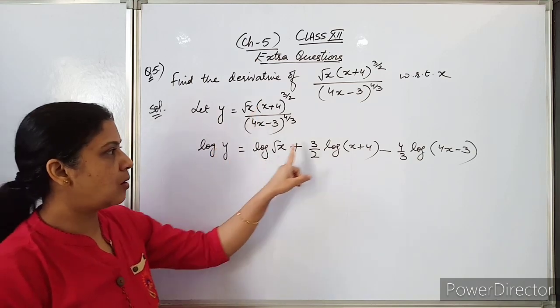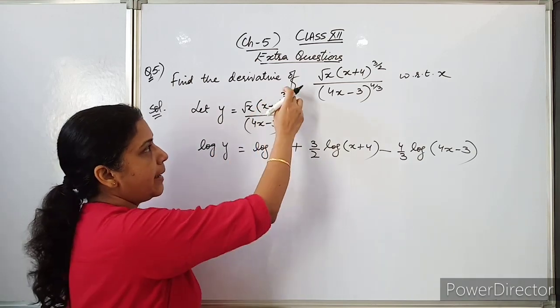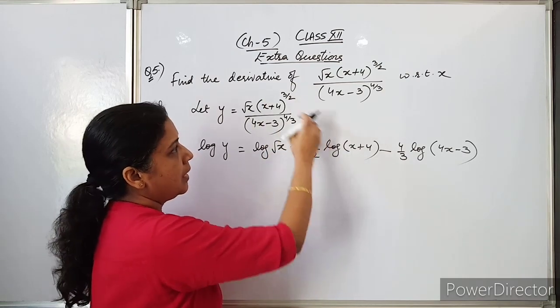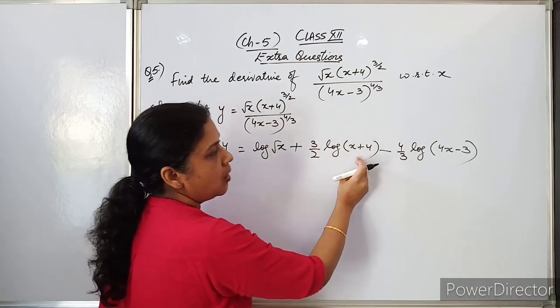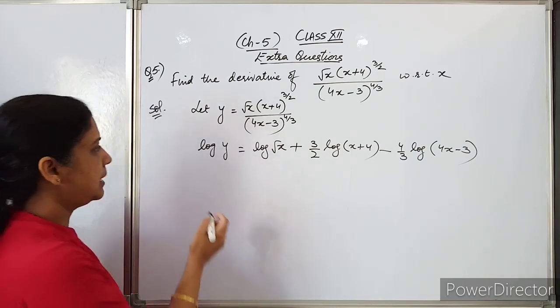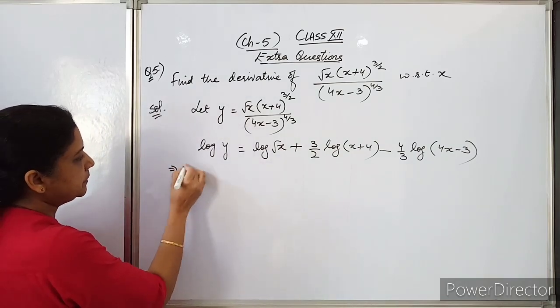So this is how we can use all the properties of log. Log m into n is log m plus log n. Log m raised to power n is n log m. And log m upon n is log m minus log n. So let's start with the differentiation now.